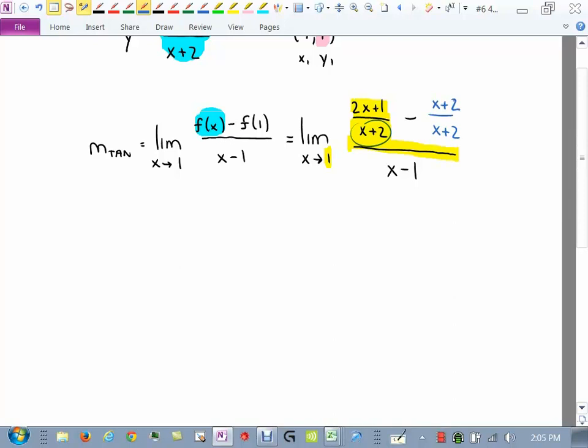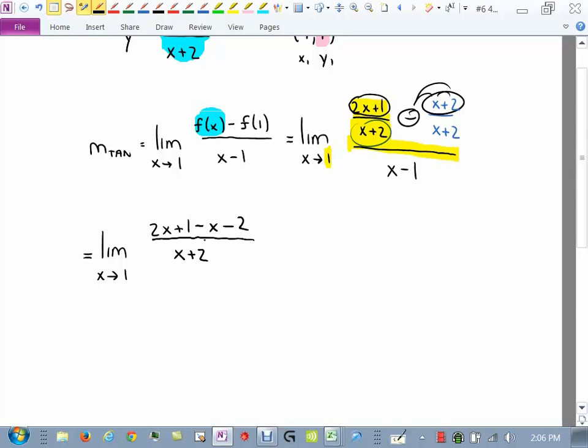So what I have now, limit x approaches 1, is I'm going to have this top. I'm going to subtract this, so be careful that negative sign will carry through. So I'll have 2x plus 1. I subtract x, I subtract 2. All of that over the common denominator, which was x plus 2. All of that over the original denominator there, x minus 1. And if things work out nicely here, we should get something to cancel.